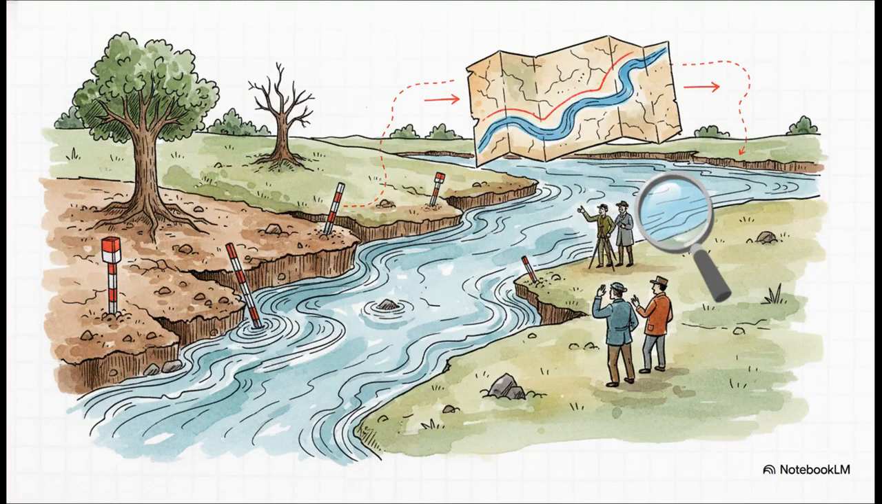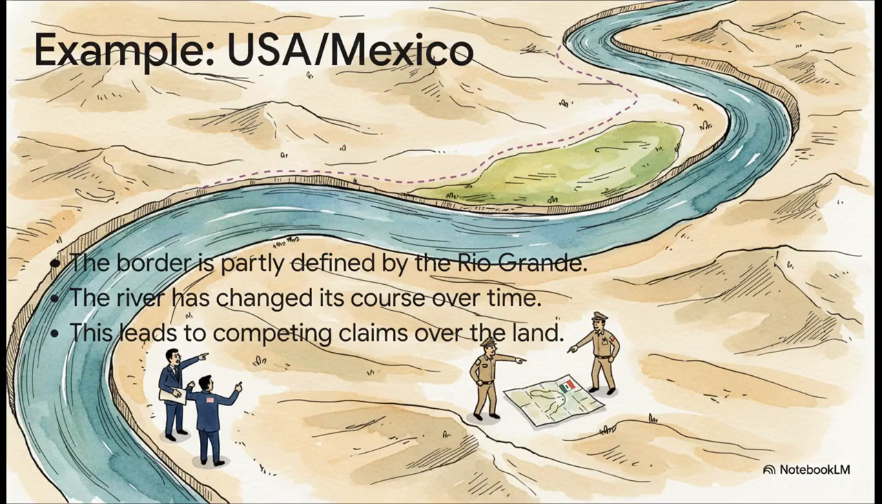Next up, we have locational disputes. Now, this isn't a fight over the words in a treaty. This is a fight over where the boundary actually is on the ground. This happens all the time when a border follows a natural feature, like a river, which has a habit of moving. The Rio Grande, which forms a huge chunk of the US-Mexico border, shows this perfectly.